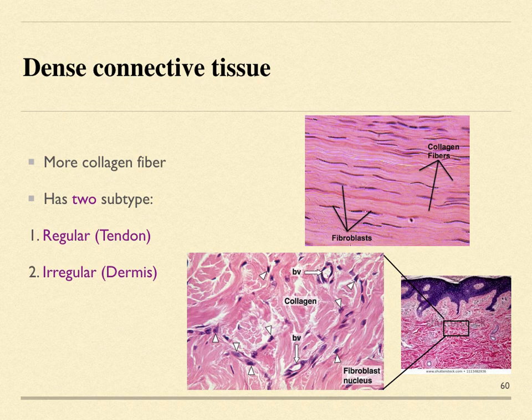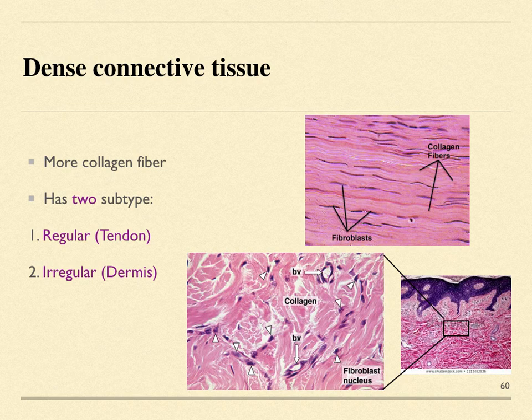A dense connective tissue is a type of connective tissue which is known by the more collagen fibers, and here we have got fewer cells, and most of the cells in the dense connective tissue are fibroblasts. Also, the dense connective tissue is divided into two types. In other words, a dense connective tissue has got two subtypes: regular dense connective tissue or irregular one.